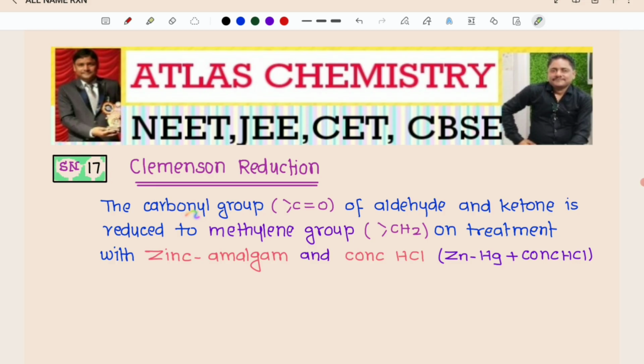So simply, the carbonyl compound is there, either an aldehyde or a ketone. When it is treated with zinc amalgam and concentrated hydrochloric acid, the carbonyl group is reduced to a methylene group, that is the CH2 group, and this reaction is known as Clemmensen reduction.